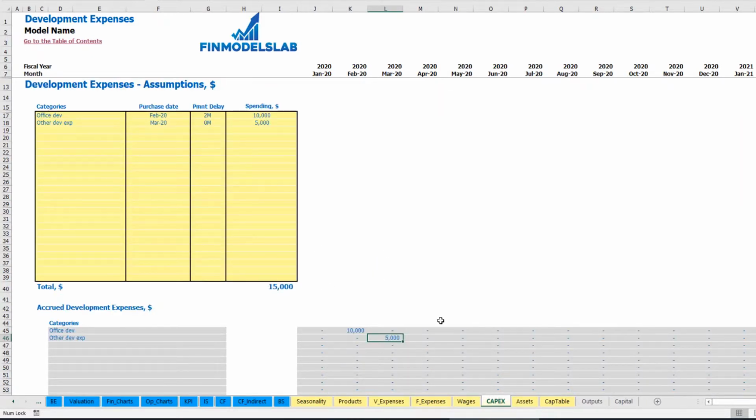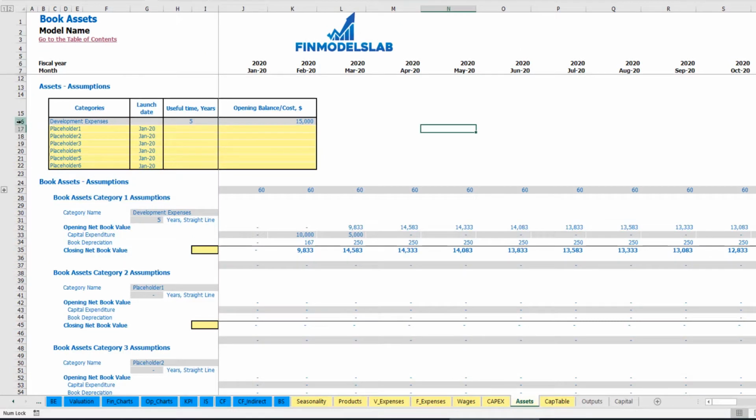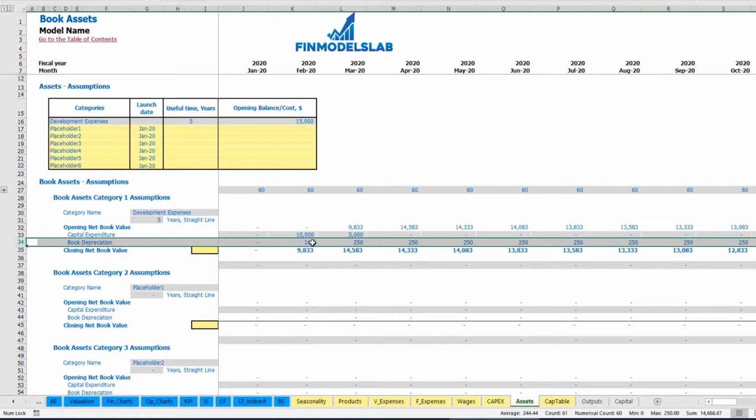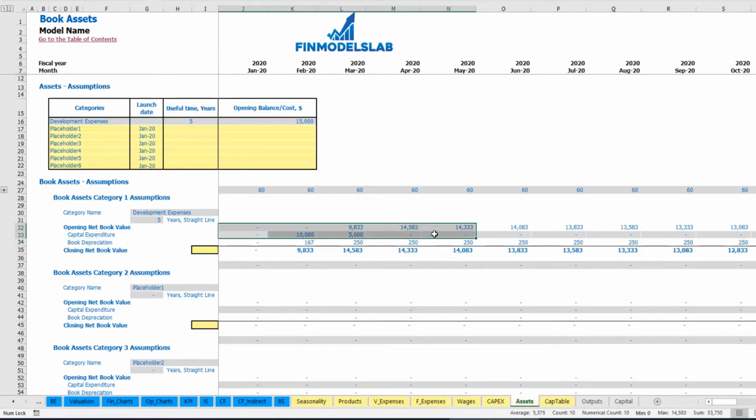The total amount of development expenses you may find in Assets tab. By default it has useful time for 5 years for the calculation of depreciation. You may find calculation of depreciation for development expenses in here. Here you may also find capital expenditure and closing net book value. Additionally, you have up to 6 placeholders for other assets.